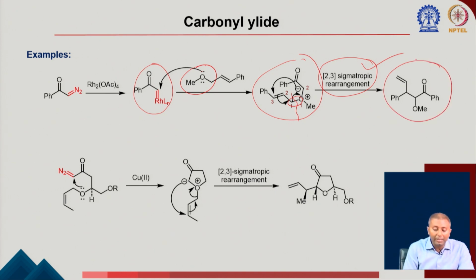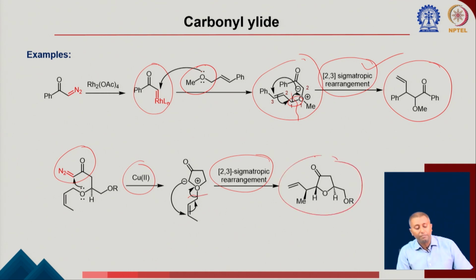There is another example here using copper instead of the rhodium. I think I have already discussed that also, the generation of the corresponding transition metal based carbene species in the previous class. Here also, at the beginning there will be a generation of the metal based carbene which is getting attacked with the oxygen lone pair here to generate this ylide species which will participate in this 2,3 sigmatropic rearrangement, okay, and then the cleavage of this carbon oxygen bond will generate this compound.